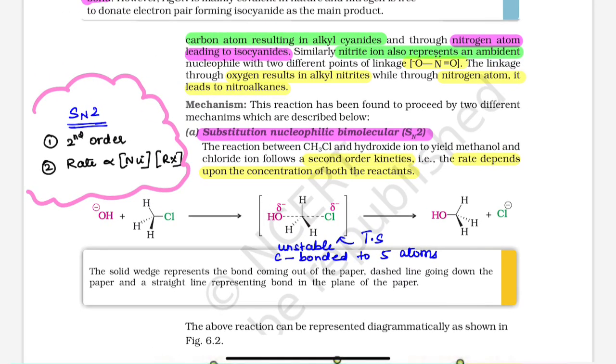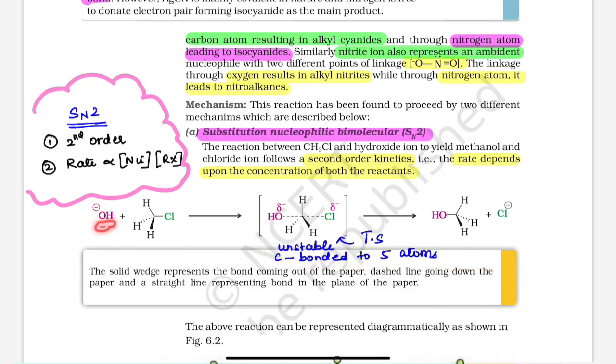So next we can see here the mechanism. SN2, that is substitution nucleophilic bimolecular. SN2 meaning is substitution nucleophilic bimolecular reaction. So this is a second order reaction, meaning the rate is proportional to the concentration of two reagents, that is nucleophile and haloalkanes. So you can see this is the reaction.